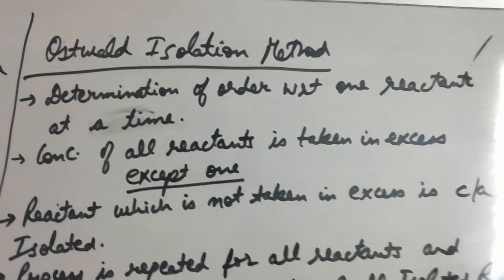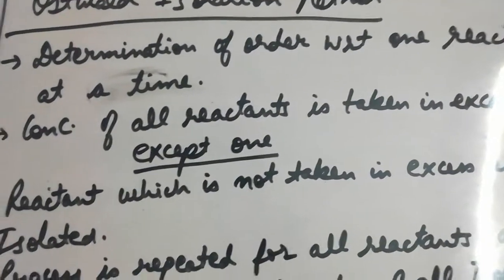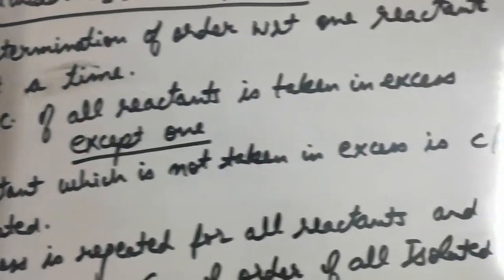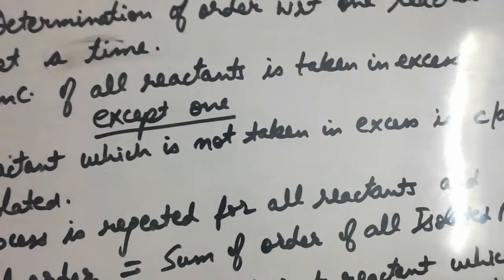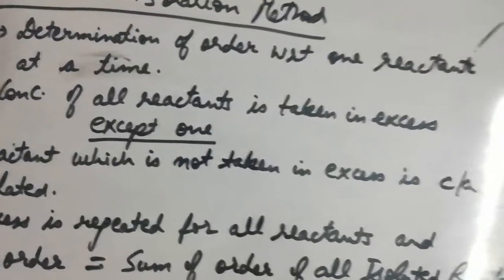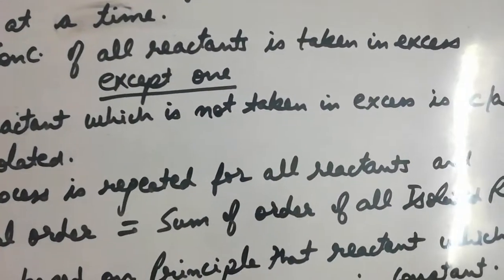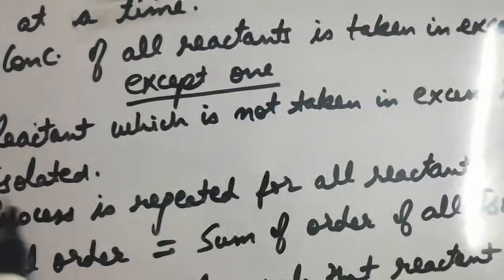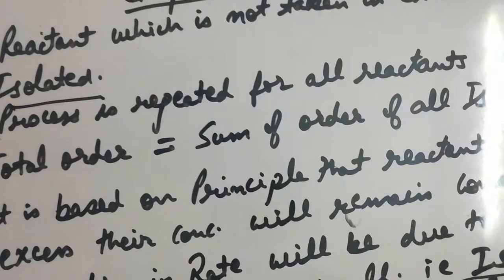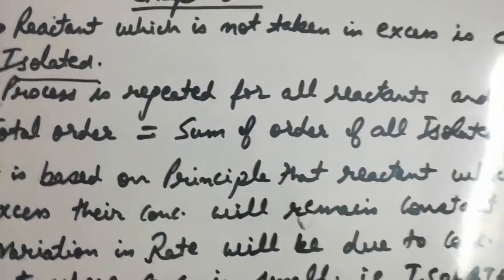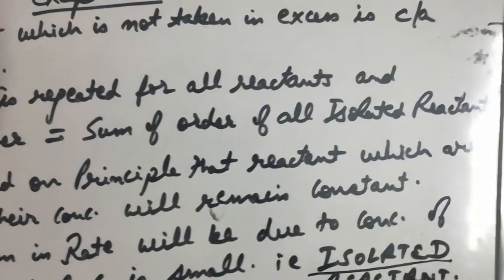In this method, determination of order with respect to one reactant is done at a time. For this, concentration of all the reactants is taken in excess, except one. Only one concentration is not taken in excess. And the reactant which is not taken in excess is called the isolated reactant. So the process is repeated for all the reactants and total order is equal to the sum of order of all the isolated reactants.